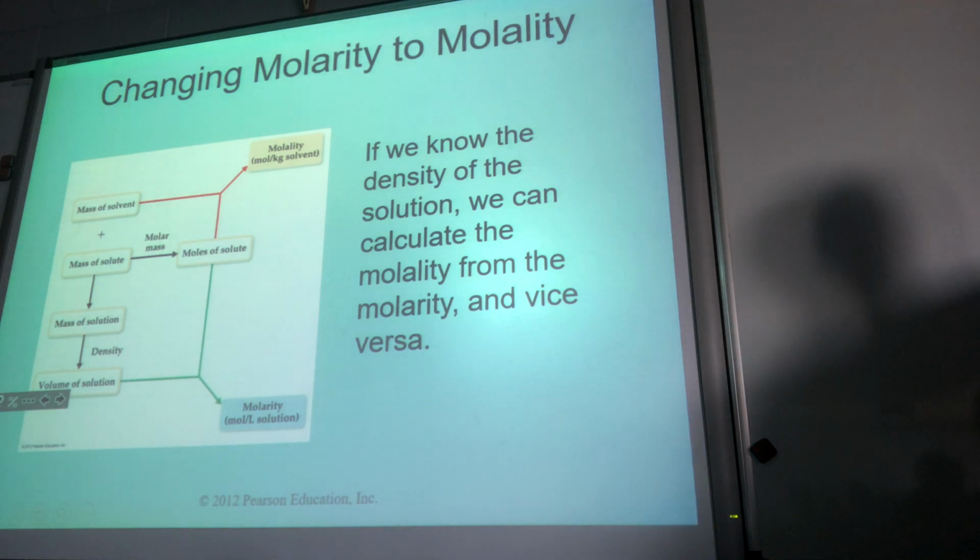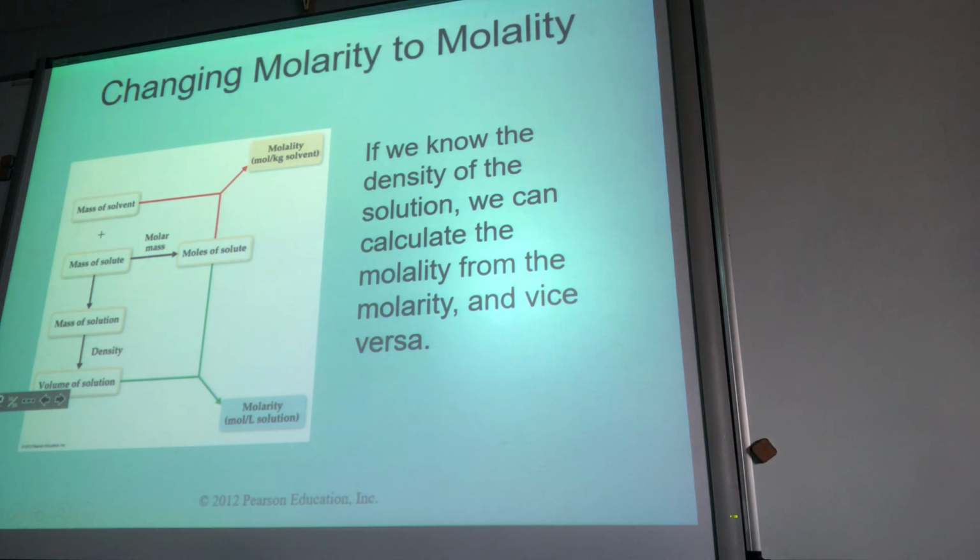So let's start with something that's 1 mole per liter. Let's say that our solution's density is 3.2 grams per milliliter. Can I just do that? Heck no. What's wrong?